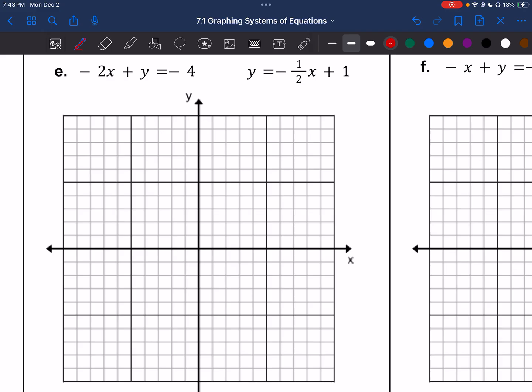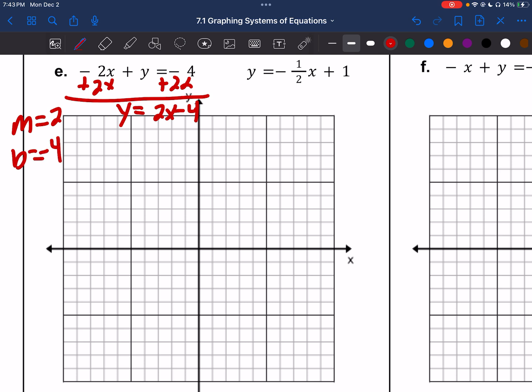All right, letter E. My first step, I need to add 2x to both sides to get y by itself. And I get y equals 2x minus 4. And my second equation is already in slope-intercept form, so I don't need to do anything with it. So the slope on the first one is 2. My b value is negative 4. So we have a starting point at negative 4.